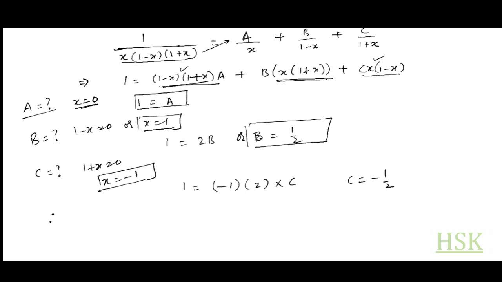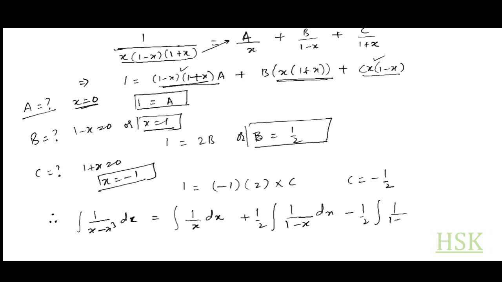So now what we have to do, we have to integrate. Therefore now we have to integrate 1 upon x minus x cube. Then this integration would be equal to the integration of a upon x plus b upon 1 minus x plus c upon 1 plus x. On placing the values of a, b and c, this will be equal to integration of 1 upon x plus 1 upon 2 times integration of 1 upon 1 minus x, minus 1 upon 2 times the integration of 1 upon 1 plus x.